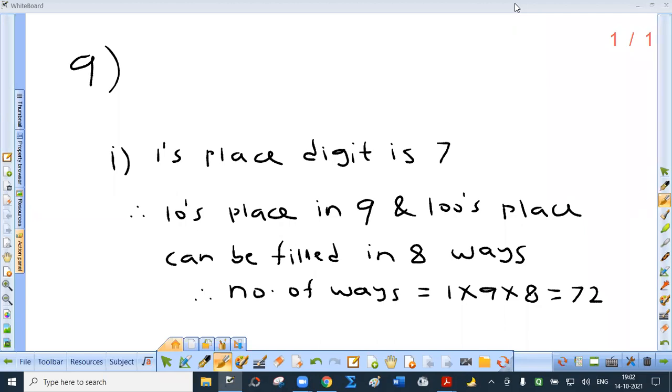Next line. Digit 7 can be placed either in the units or tens or hundreds place.